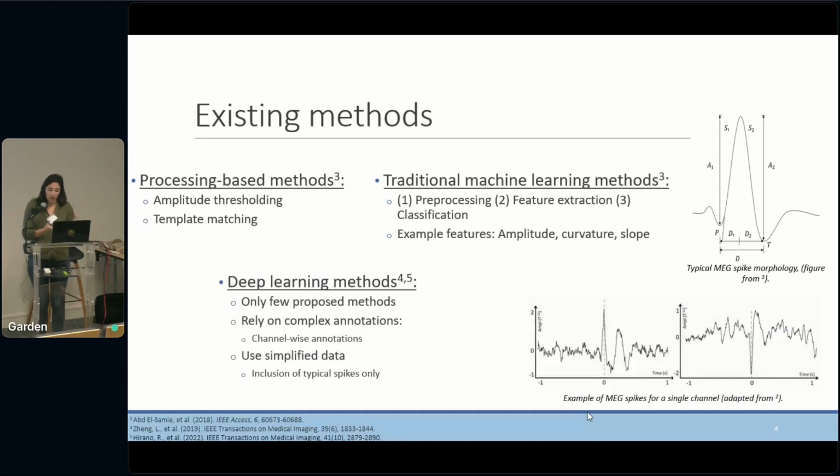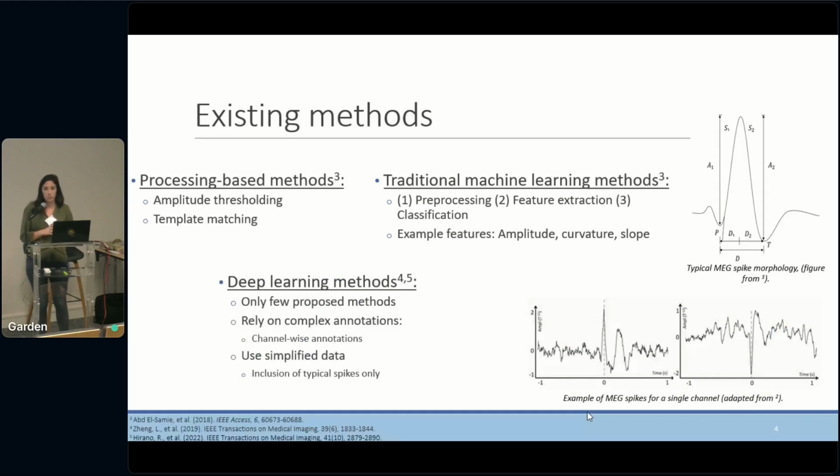However, one additional problem is that spikes are pretty variable across participants, across patients. So you can see here examples of 2 spikes of 2 patients. They don't look exactly the same, so using a priori features is not optimal. And that's why recently a few methods were proposed using deep learning.